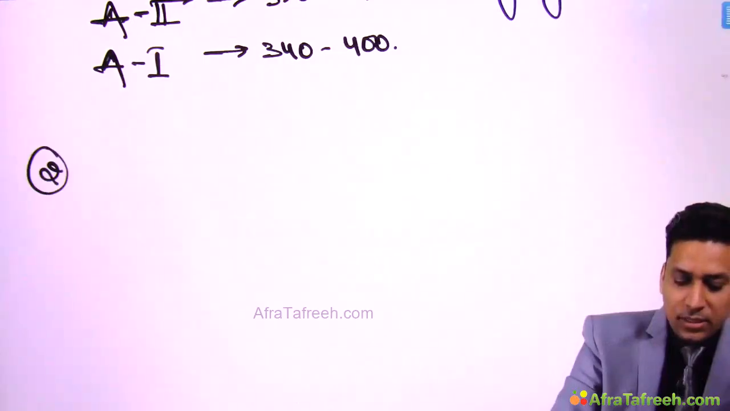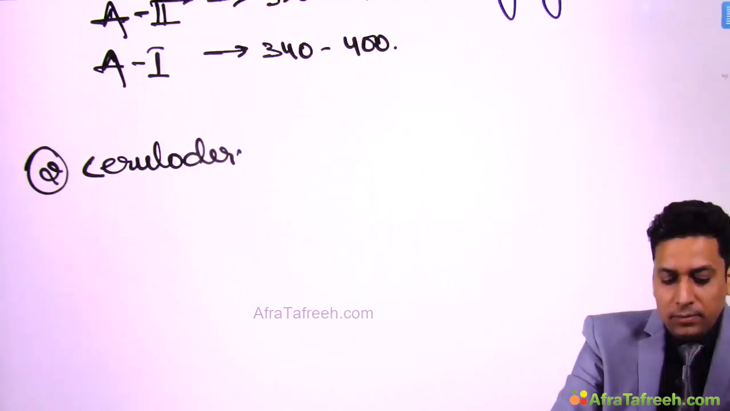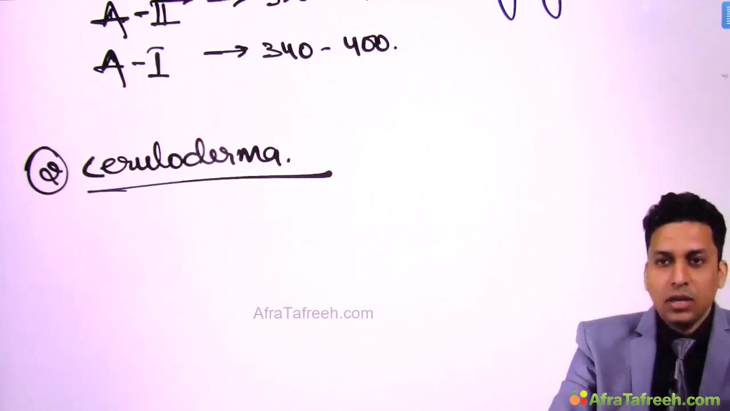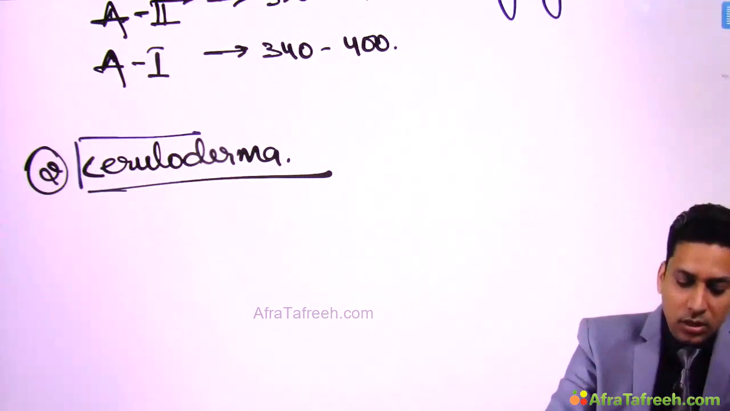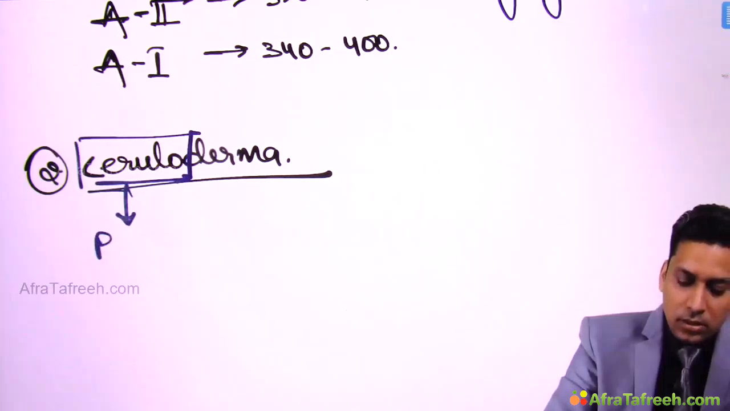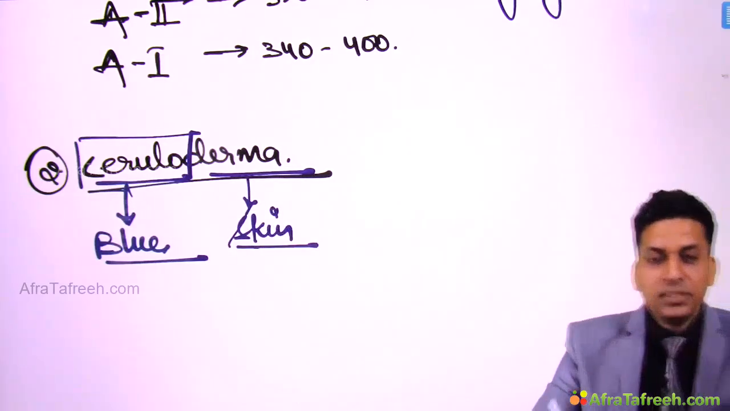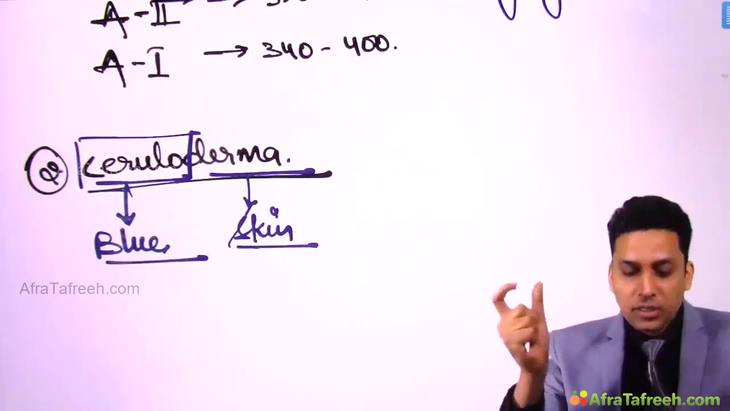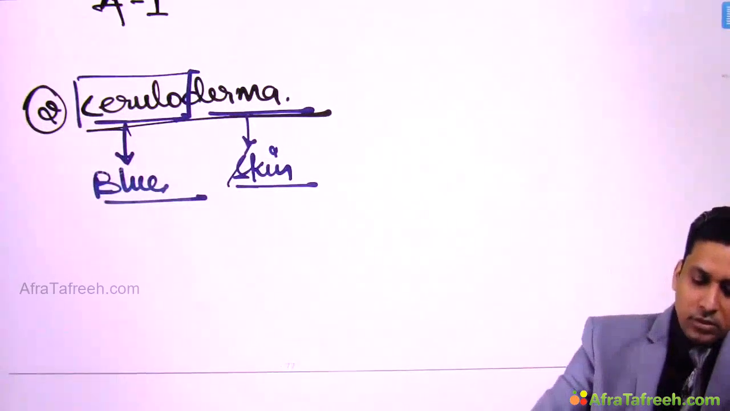Now after melasma, second is cerulloderma. Do you know what is the meaning of this term? Cerullo means blue, and derma, all of you know, means skin. So sometimes patients present with blue colored lesions or blue skin. This is cerulloderma, and these are the examples of cerulloderma.